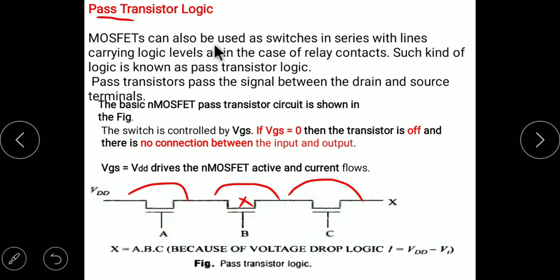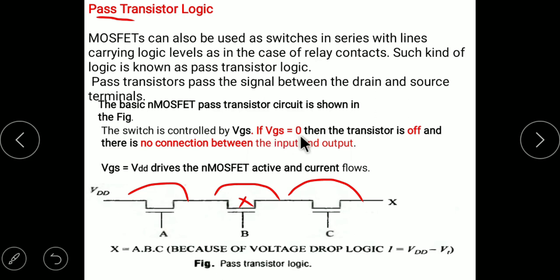So MOSFETs can also be used as switches in series with lines carrying logic levels, as in the case of relay contacts. Such kind of logic is known as pass transistor logic. Pass transistors pass the signal between the drain and source terminals. So this is the pass transistor logic arrangement by using NMOS transistors.